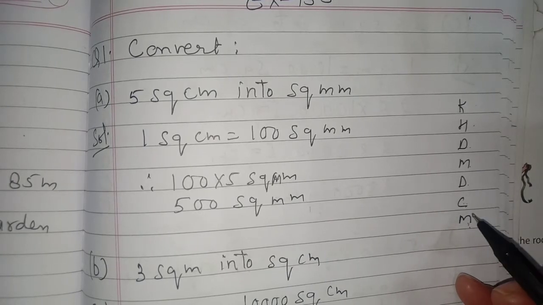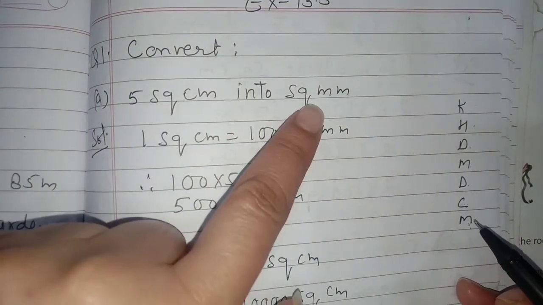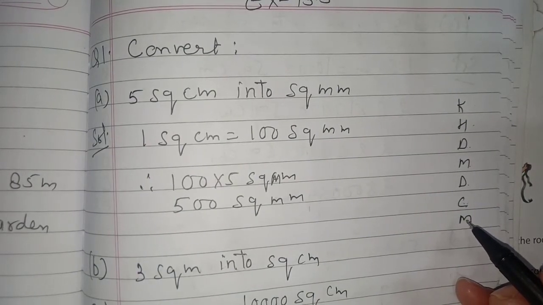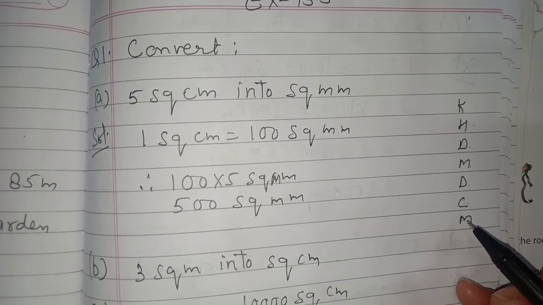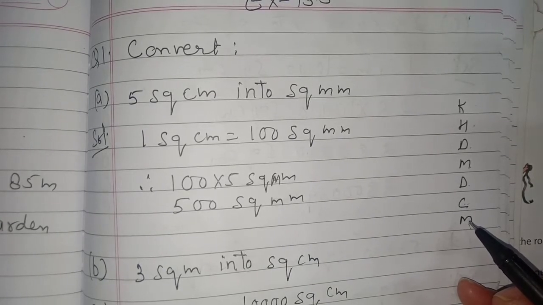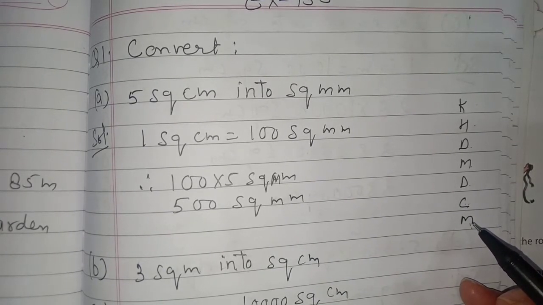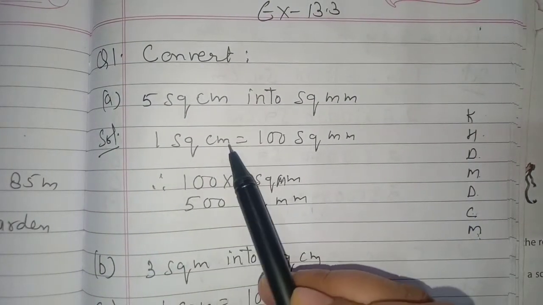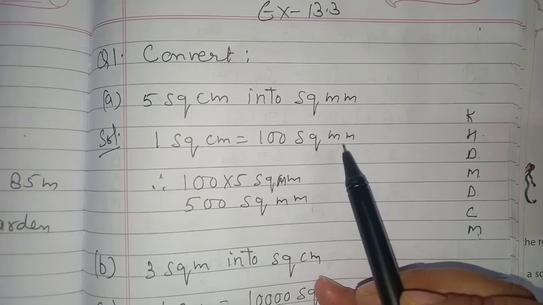Fine. So if we have to convert centimeter into millimeter, we have to come one step down. It means we have to multiply by 10. But because we are finding the square units, if we are coming one step down, we will take 2 zeros. So it means 1 square centimeter is equal to 100 square millimeter.